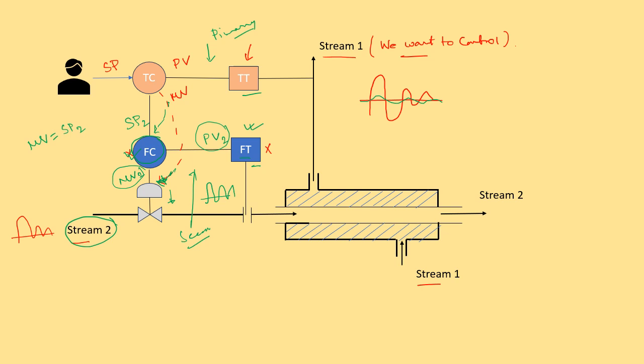So that's why flow can be used as a secondary variable here, and the changes in the flow can be quickly adjusted by the secondary controller, right? And this way, the stream 1 temperature does not change. And this is the primary benefit of using the cascade controller.